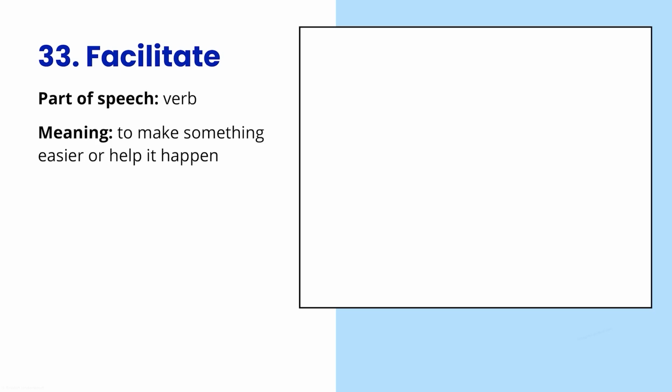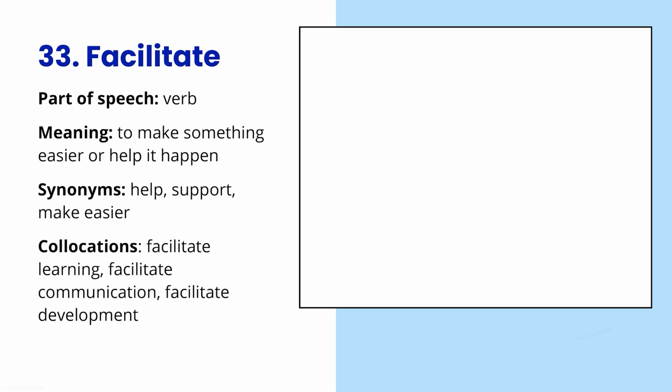Moving on now to 33, which is facilitate. Facilitate is a verb and it means to make something easier or help it happen. Synonyms: help, support, make easier. Collocations: facilitate learning. So this means to make learning much easier or to help learning happen.